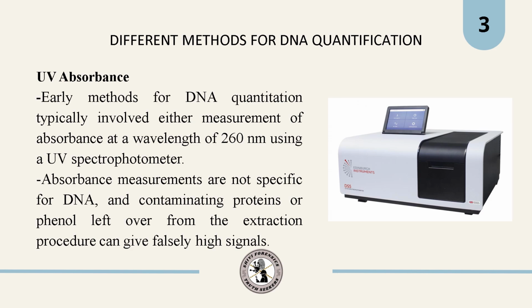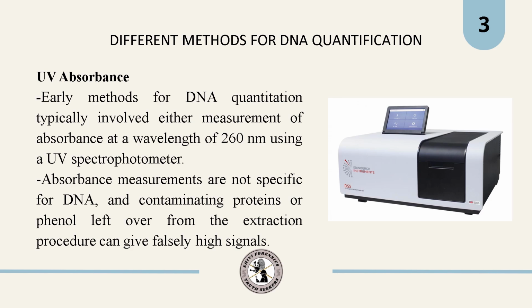This method is also used to determine the purity of DNA, which is done by taking the ratio of the absorbance at wavelength 260 nanometer and 280 nanometer. If this ratio ranges between 1.8 to 2.0, then the DNA is considered pure. If it is less than 1.8, then it is considered to be contaminated with proteins. If it is more than 2.0, then it is considered to be contaminated with phenol residues.